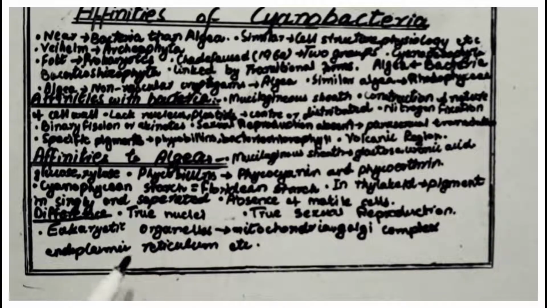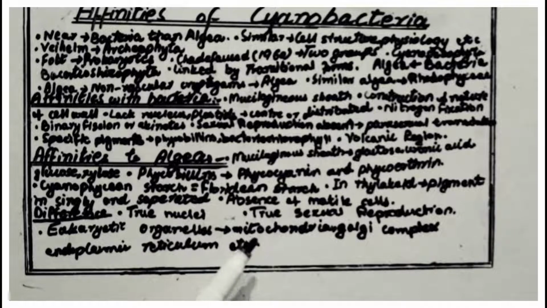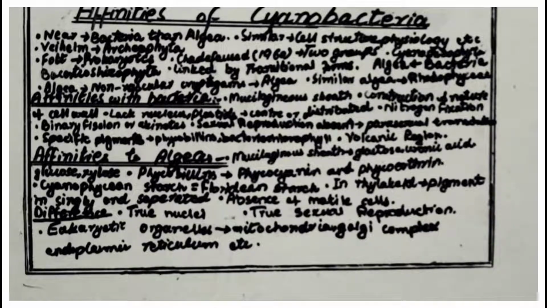The one is the true nuclei, that algae have the true nuclei. Cyanobacteria do not have a true nucleus, as we discussed earlier, but algae have a true nucleus. It has a true sexual reproduction. We learned that cyanobacteria never ever have a true sexual reproduction, but algae have a true sexual reproduction. Then eukaryotic organelles. Algae have eukaryotic organelles like mitochondria, Golgi complex, endoplasmic reticulum. All of these double membrane eukaryotic organelles are present in the algae, but these organelles are not present in cyanobacteria. So these are some differences on the basis of which algae and cyanobacteria can be differentiated from each other.